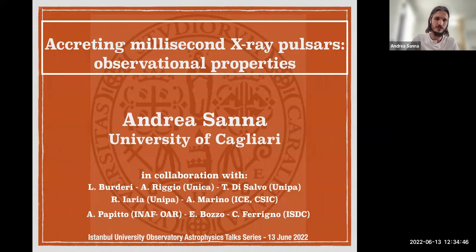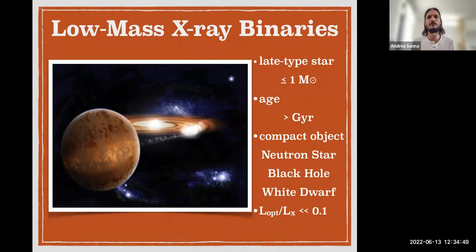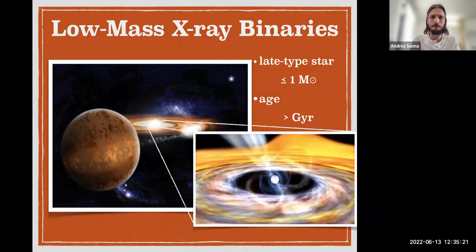To start with, let me give you some overview of where this system collocates in terms of astronomy. Basically I focused on binary systems named low mass X-ray binaries. So we have a late type star that has a mass lower than one solar mass, orbiting around a compact object that can be a neutron star, a black hole, or a white dwarf. In my specific case, as you will see, I'm more interested in systems that have a neutron star as a compact object. And here you have a zoom in, an artistic impression of course, on what we think is happening close to the neutron star.